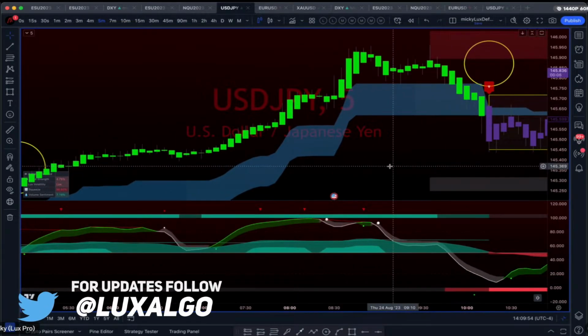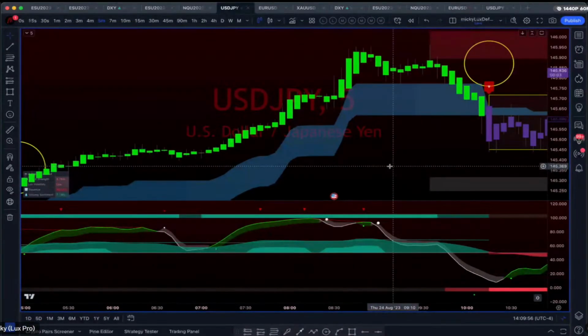When there's no wicks on the bottom of the candle and there's wicks on top, that means it's a bullish move. Right? And vice versa. When there's wicks on the bottom of the bar and no wicks on the top, that means bearish.